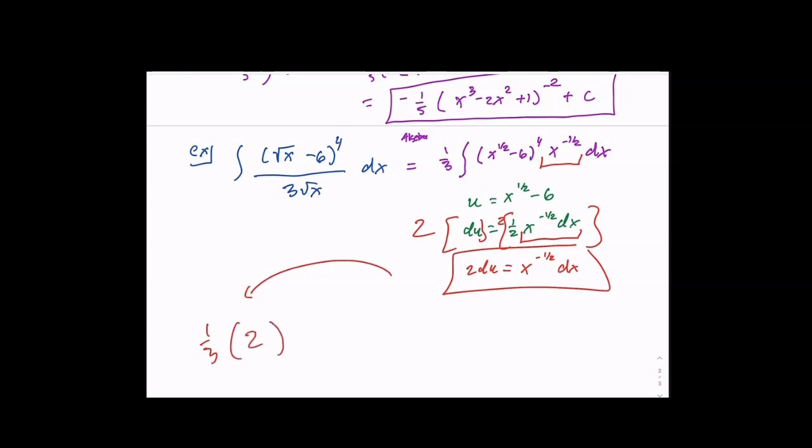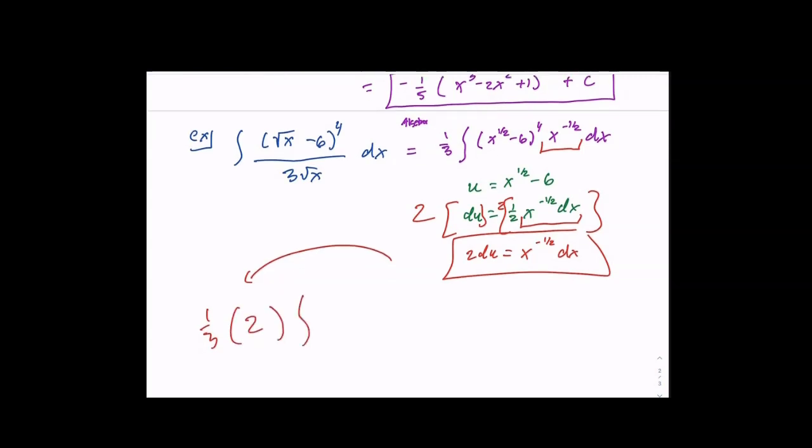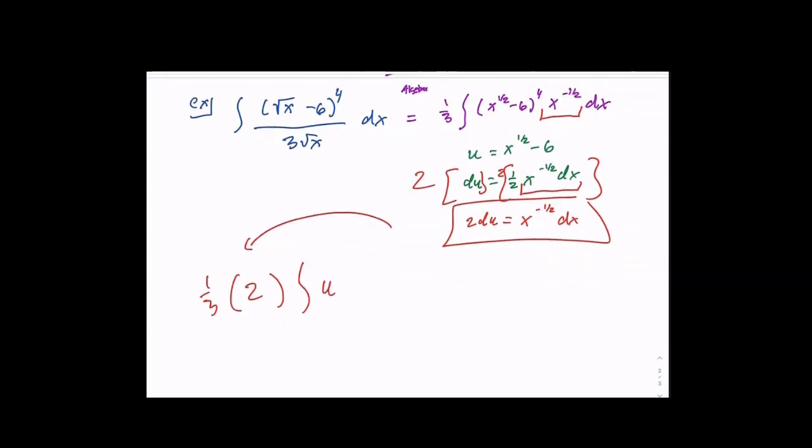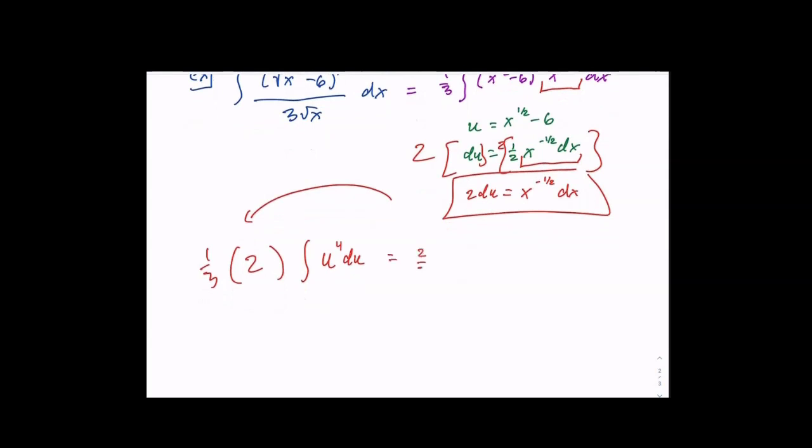I get 2 integral u to the what power? The power of 4? Yep, du. So the problem still stayed the same. That is 2/3 parentheses u to the 5th over 5, plus c, which gives me 2/15 parentheses x to the 1/2 minus 6 to the 5th power plus c.